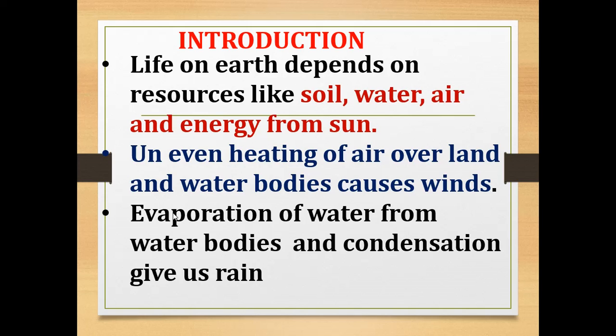Then, evaporation of water from water bodies and condensation gives us rain. Do you know what is meant by evaporation? Yes, conversion of water into water vapor is called evaporation, and condensation means the process of conversion of water vapor again into water droplets. So due to these two processes, evaporation and condensation, we get rain.